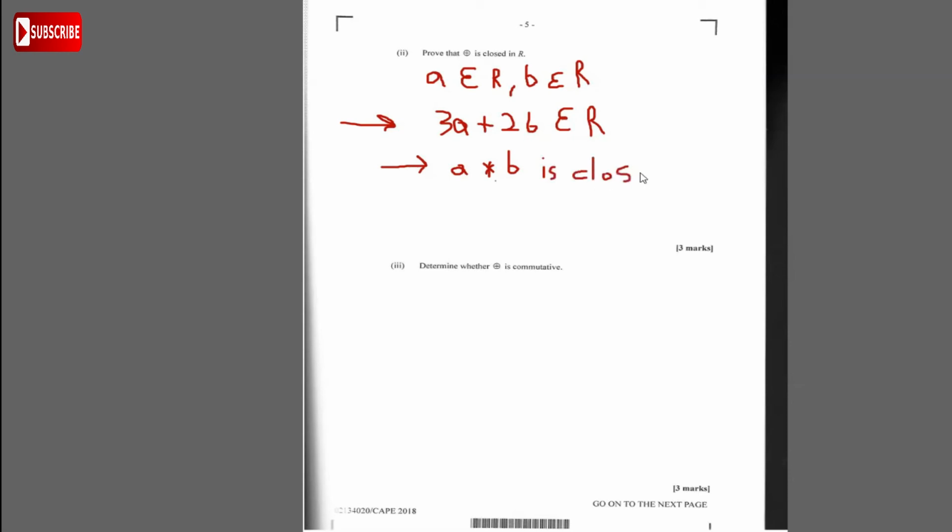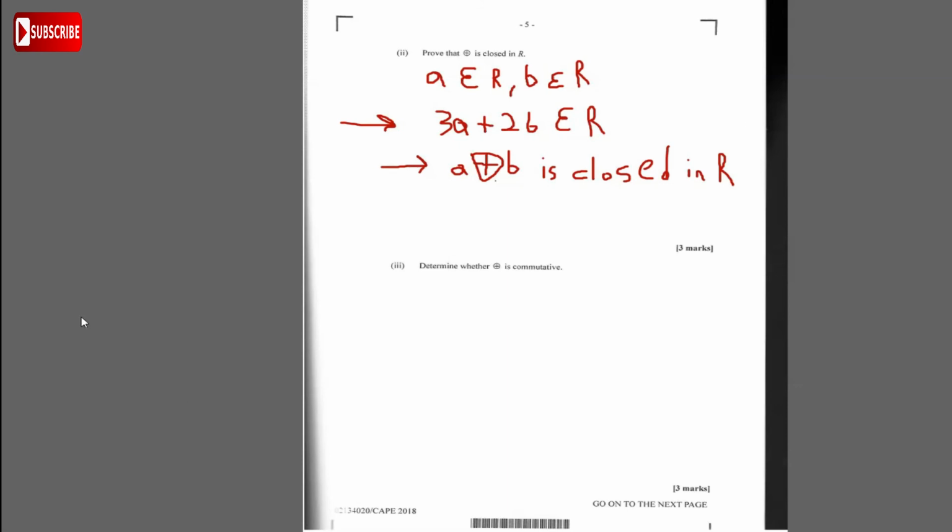Nice and easy. So it says, determine whether, oh, why am I saying star? It was circle plus. I'm changing the operator. My apologies, circle plus. All right. Now that we got that out the way, let's continue. Determine whether circle plus is commutative.